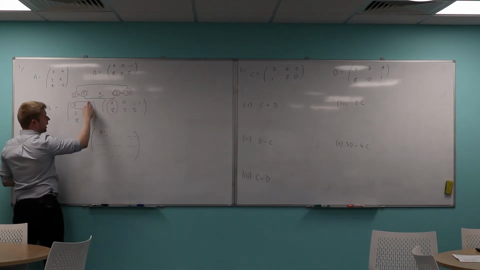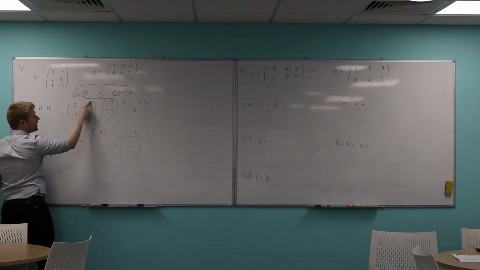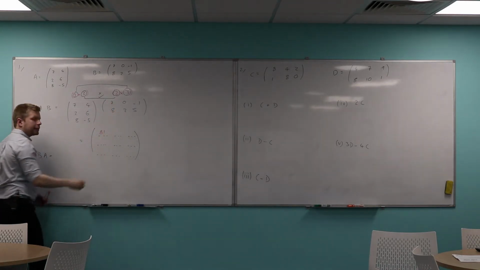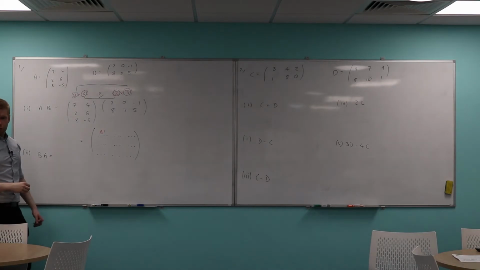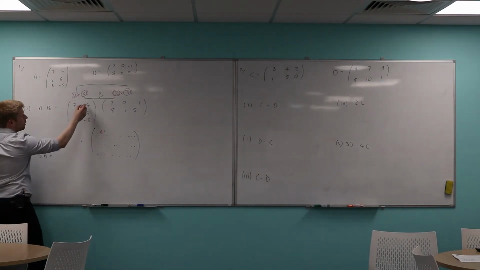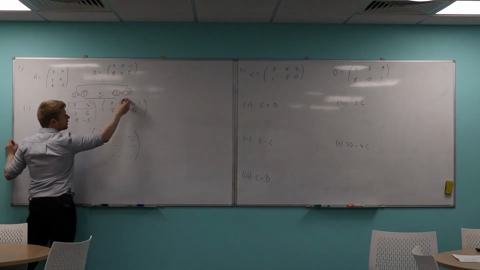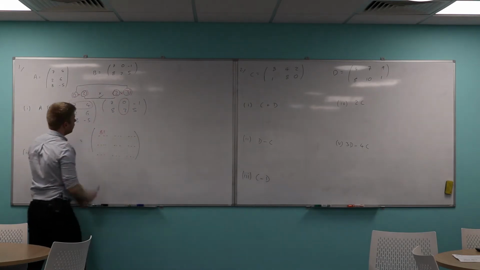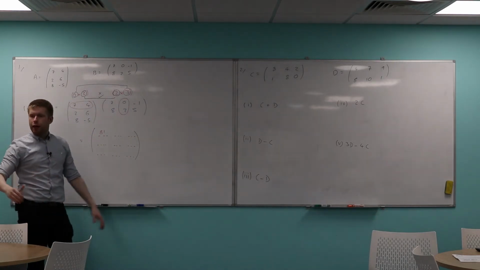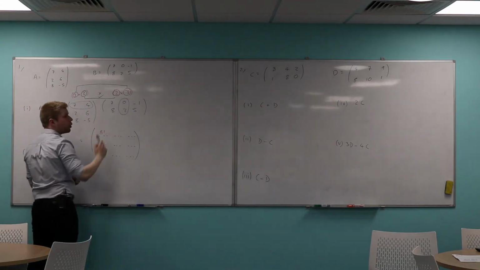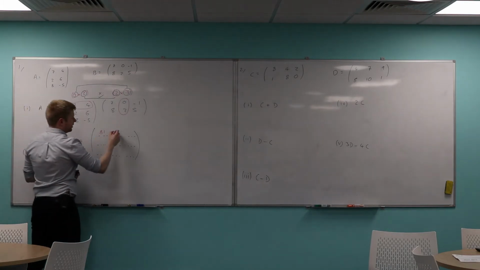Let's go for this element here now. What position is that element in? So first row and second column, which means I'm going to be looking at the first row of this matrix and the second column of this matrix. Remember, it's always rows first, then columns. And I just multiply corresponding elements together and add them. So what's 7 times 0 plus 4 times 2? Good. So that's 8 there.